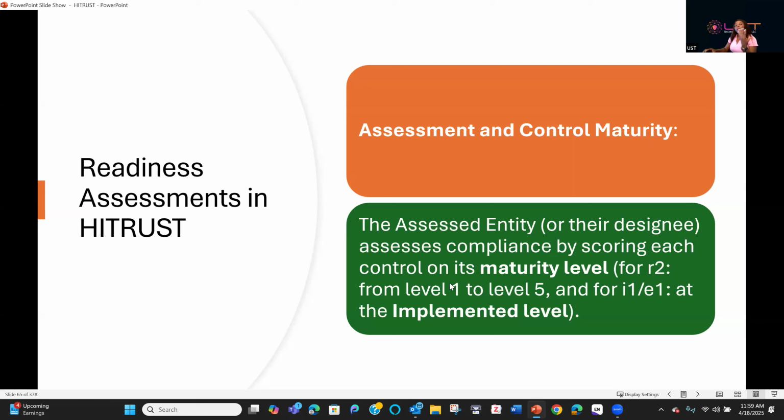So once we have that control reference, then we also need to score each control based on the maturity level. Is it a score 1, 2, 3, 4? Based on what you have in your policy, you guys are doing that. Is that control really implemented and effective? And that's why you're going to provide a score.